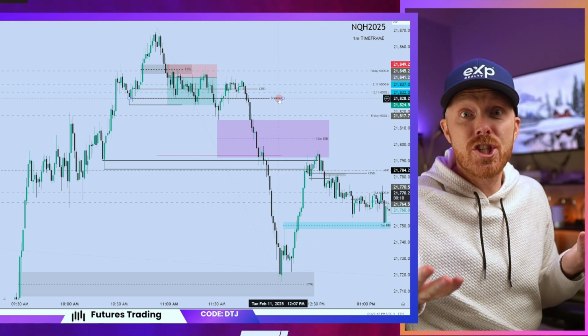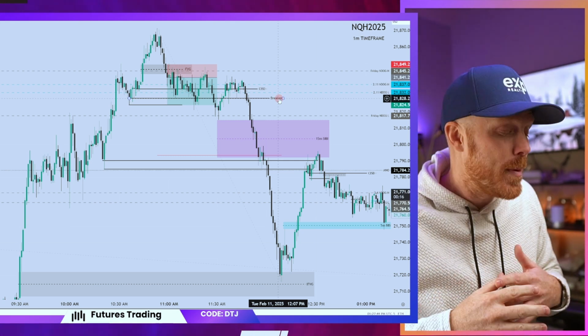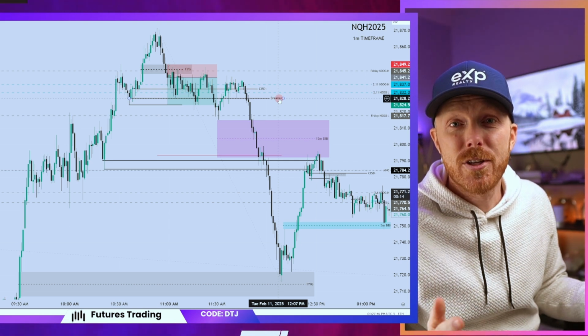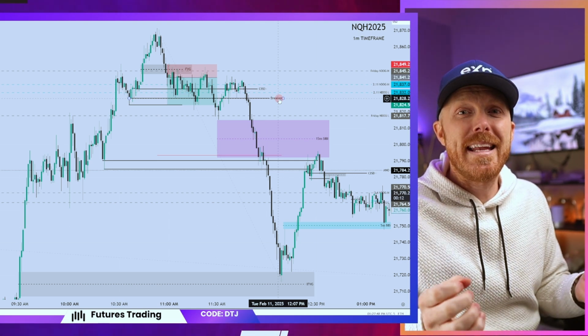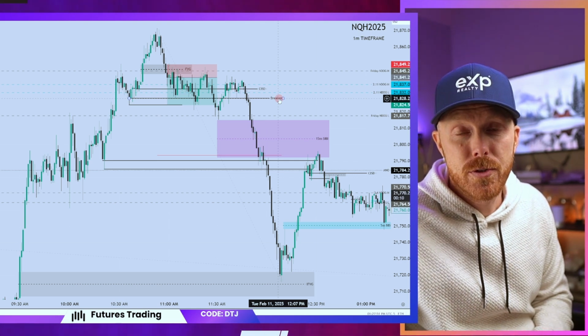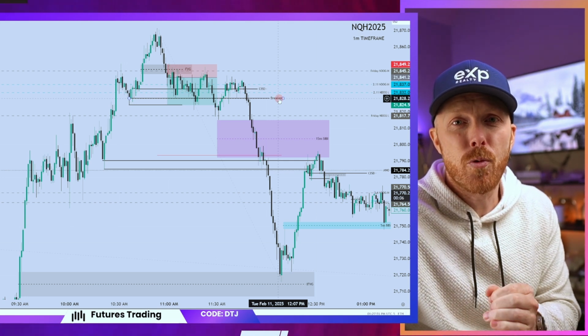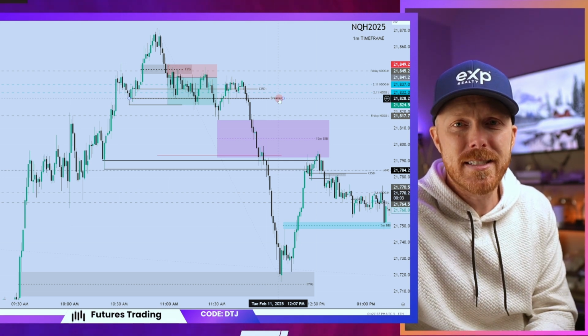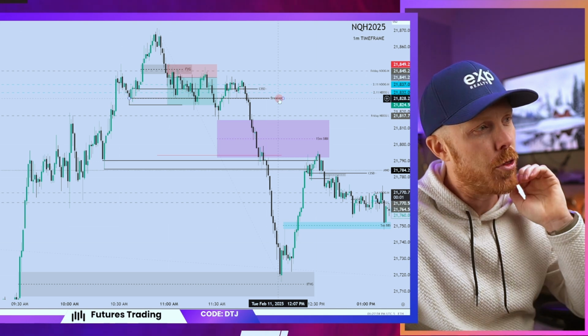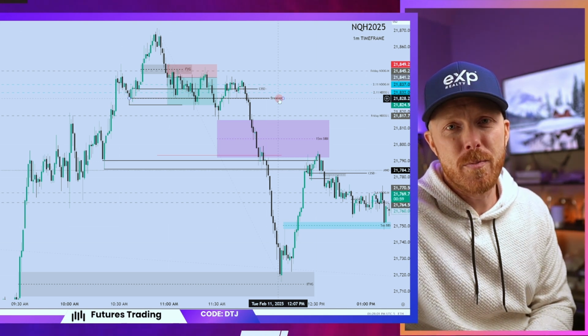You may not change anything to their model. You may not change any of the criteria to that model, but it needs to become yours. And the way it becomes yours is by you putting it through the ringer yourself. You can't take somebody else's model and then start throwing money behind it. You'll lose money, I promise you.